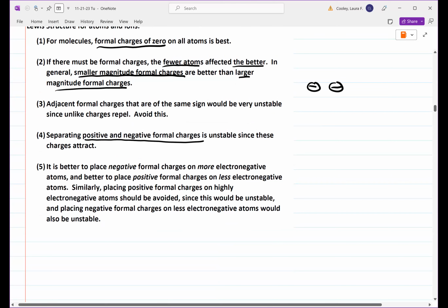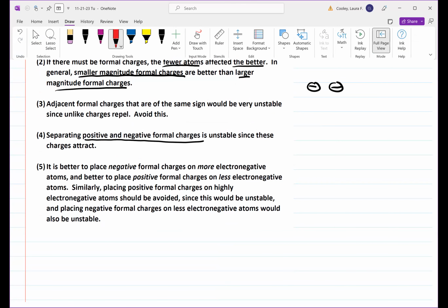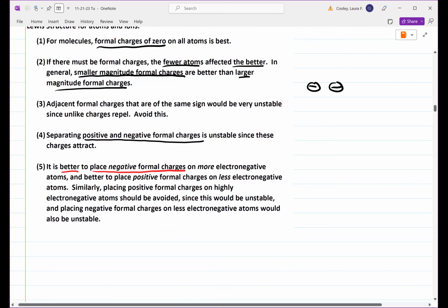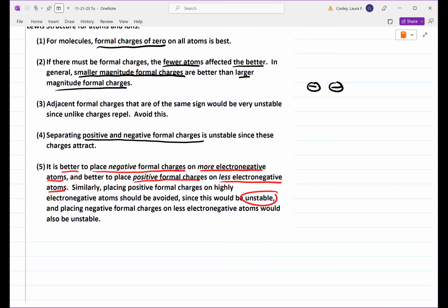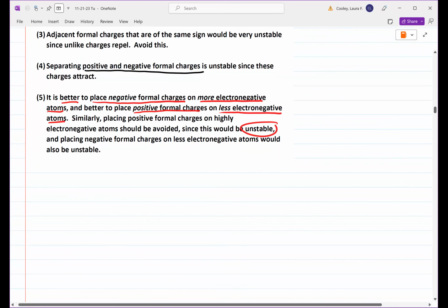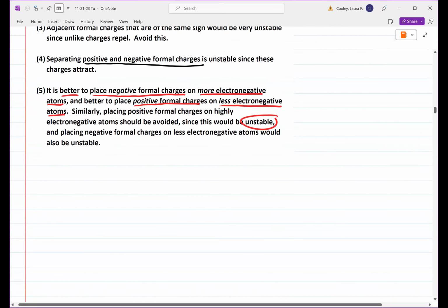And then here's a very important thing. It is really much better to place negative formal charges on more electronegative atoms, and better to place positive formal charges on less electronegative atoms. So putting positive formal charges on electronegative atoms should be avoided, and it leads to instability, okay? And vice versa for placing negative formal charges on less electronegative atoms. Okay, so given all that, I want to talk a little bit about this NCS example.